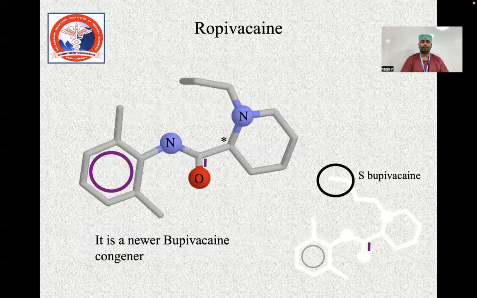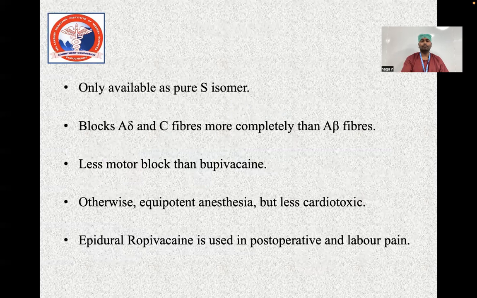Ropivacaine. It's a newer bupivacaine. It is also most commonly used. It's only available as the pure S isomer. It blocks A delta and C fibers more completely than A alpha and A beta fibers. Less motor blockade than bupivacaine. It's otherwise equipotent in anesthesia but less cardiotoxic. Epidural ropivacaine is used in postoperative and labor pain.